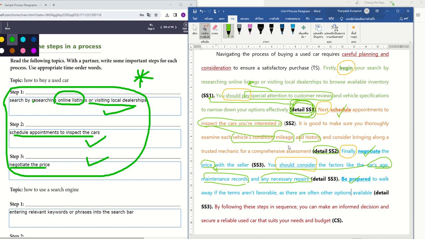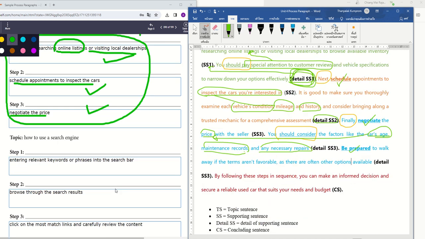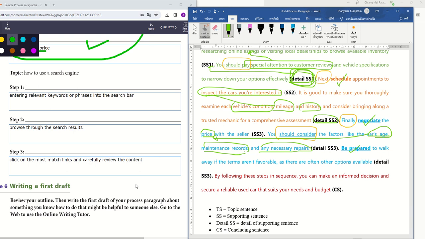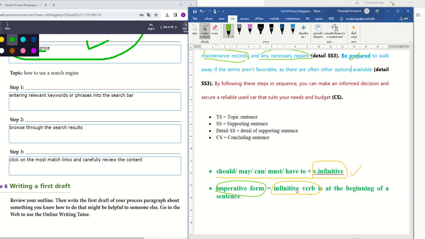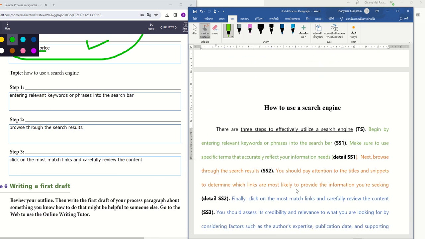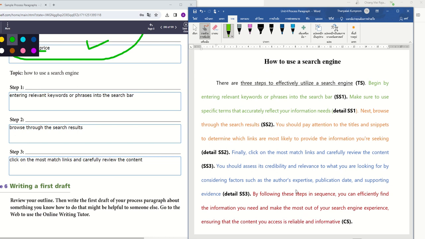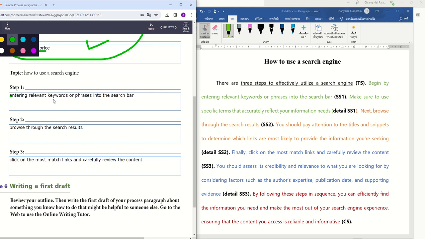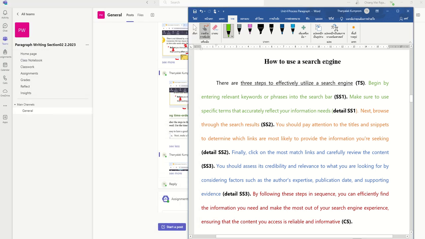All right. So now let's take a look at another topic, how to use a search engine. Search engine, just like Google. There are many search engine available online. Here, I got the idea. Step 1, entering relevant keyword. So you need to put keyword that you need or phrases that you need into the search bar, right? For example, here.